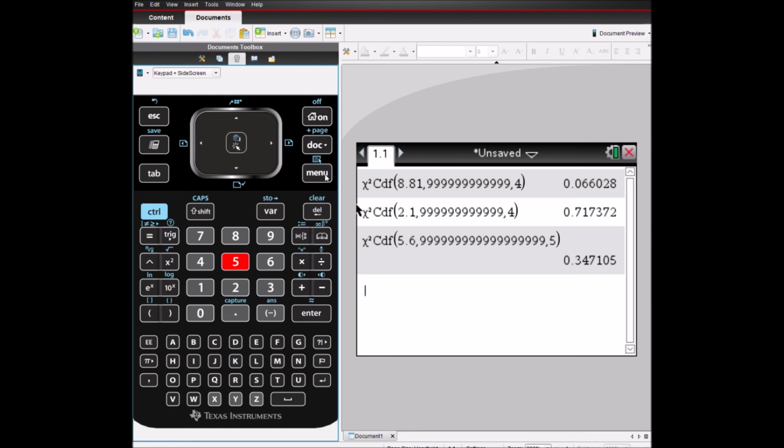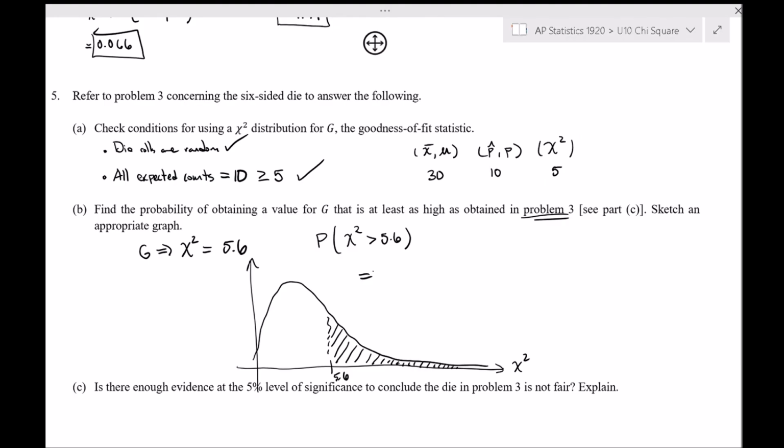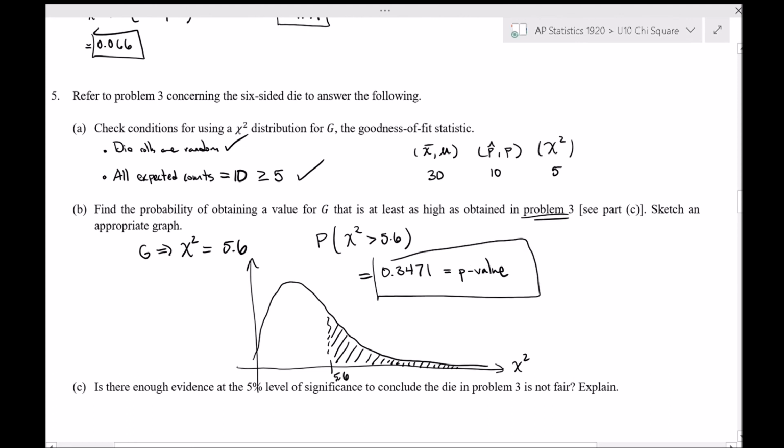And I get a value of 0.3471-ish. That's my p-value, and I'll box that. They didn't call it a p-value, but that's basically what they wanted. It's been several weeks since we've gone over this, but is this a statistically significant p-value? Statistical significance has to do with an extremely low probability. Is 0.3471 an extremely low probability? No. So this is not statistically significant.